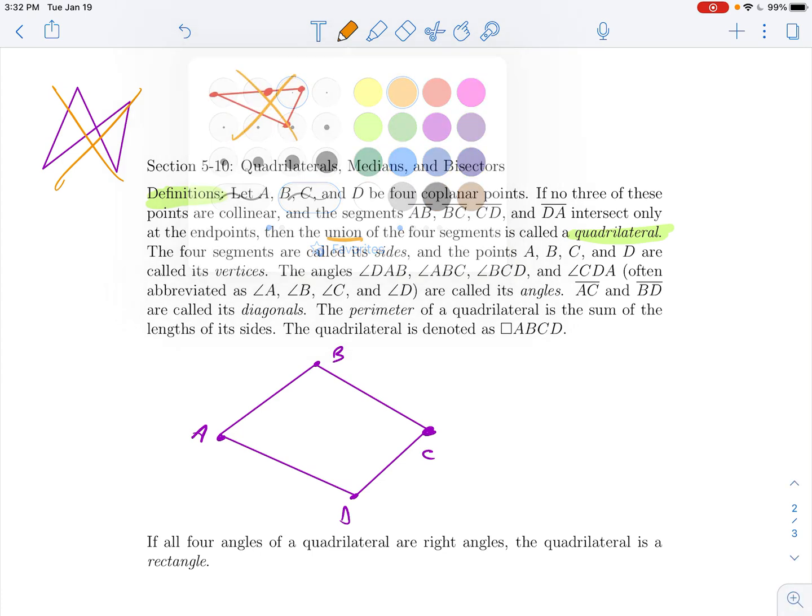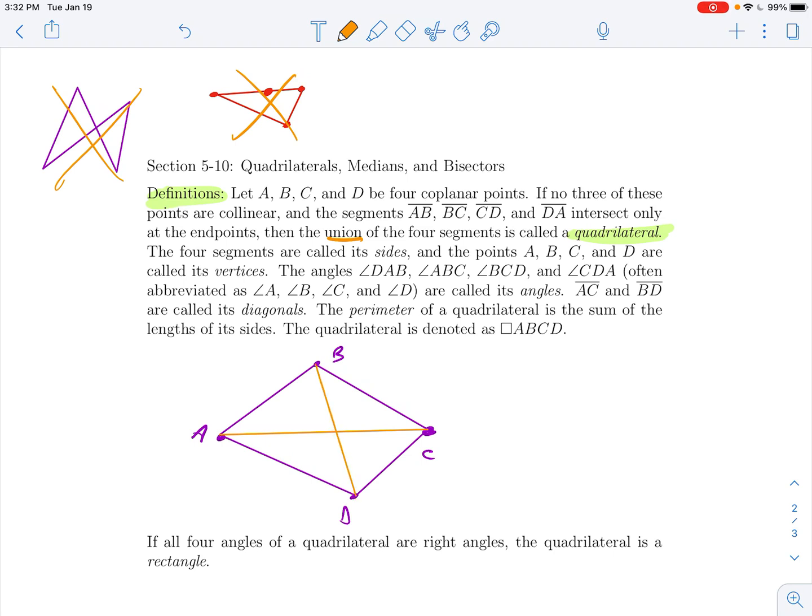Segment AC or segment BD would be called a diagonal. So diagonal doesn't necessarily refer to its orientation. Here the segment AC looks pretty horizontal and not diagonal. Diagonals are just segments that go across a quadrilateral between opposite vertices. The perimeter is the sum of the lengths of the sides, we know that. And the way we can name this is we write a box, so it's not necessarily a square.